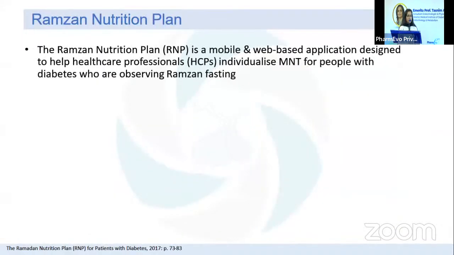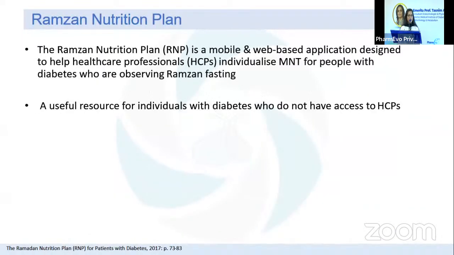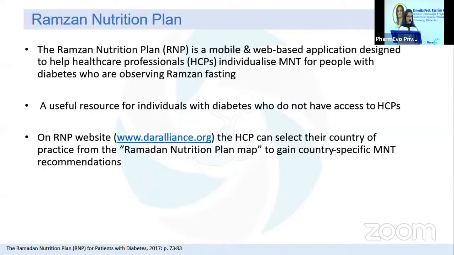So coming on to the Ramzan nutrition plan, it's a web-based application designed to help healthcare professionals to individualize medical nutritional therapy for people with diabetes who are observing Ramzan fasting around the world. And it's also a useful resource for individuals with diabetes who do not have access to healthcare professionals. So we can access this nutrition plan by going on to this website that I've mentioned, daralliance.org.